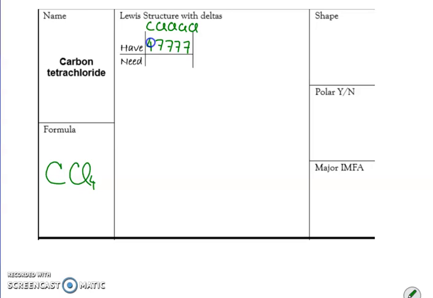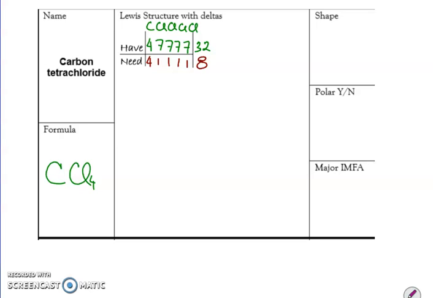Actually, let's count those up. So 7 times 4 is 28 plus 4 is 32. So we have 32 electrons total to bond with. However, now we need to consider what we're going to use to bond. Carbon has 4 valence electrons, and it wants a stable octet, so therefore it needs 4 more valence electrons. Each chlorine has 7 valence electrons. It too wants a stable octet, so it's only going to need 1 more electron in each case, so that's a grand total of 8 electrons going to be used in bonding.